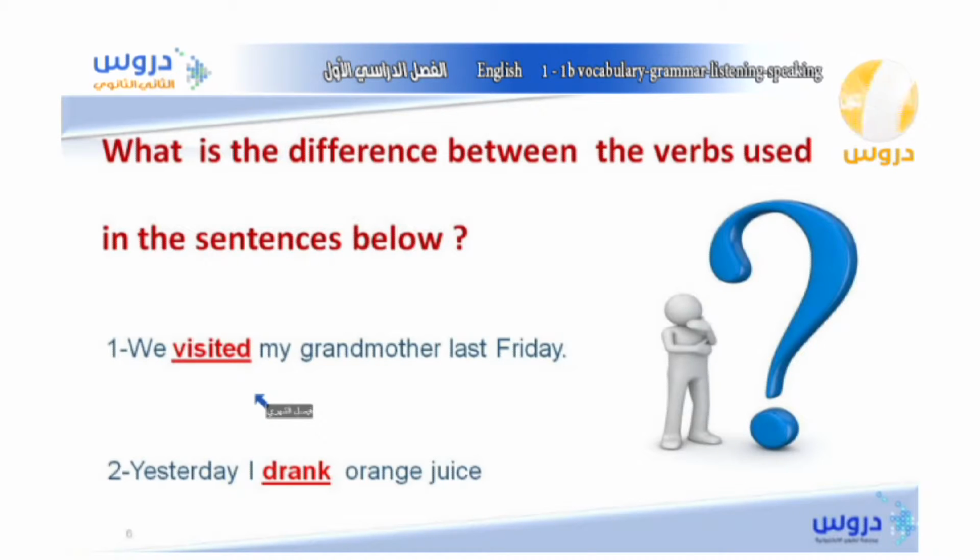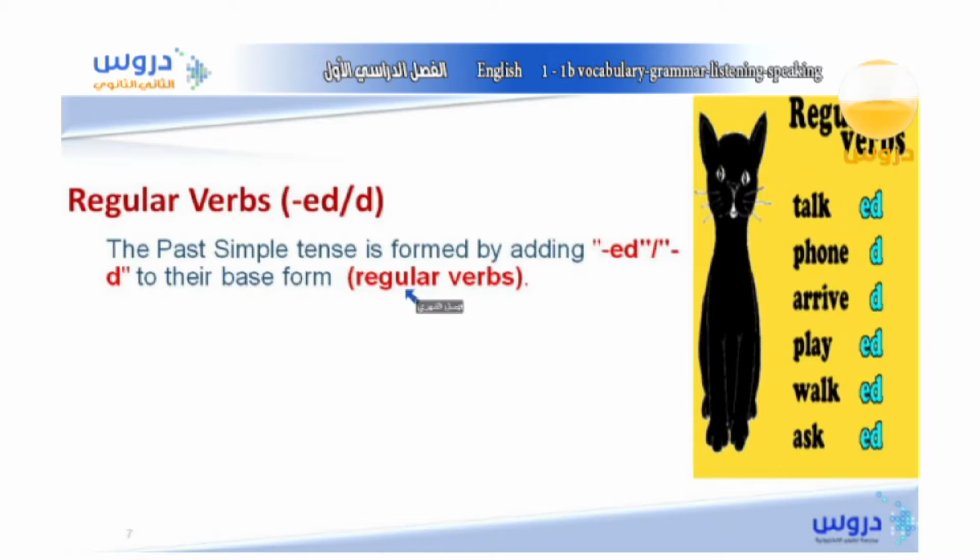In English, we have two types of verbs. The past simple tense is formed by adding -ed or -d to the base form of the verb. We call these regular verbs, which means you just add -ed or -d. If you find the word ends in e, you just add the letter d. These are regular verbs, which means in the past tense we are using only -ed.